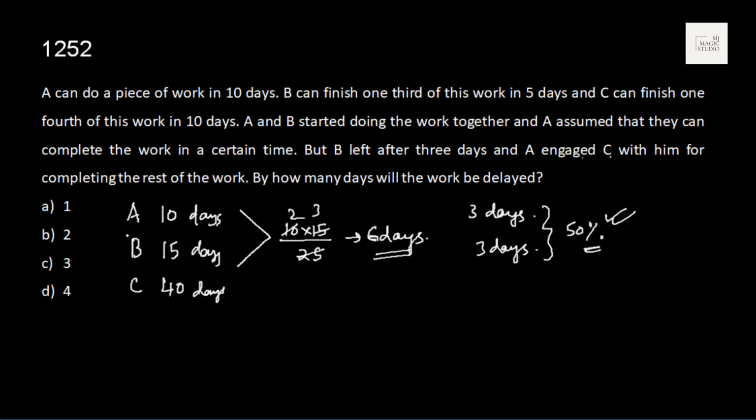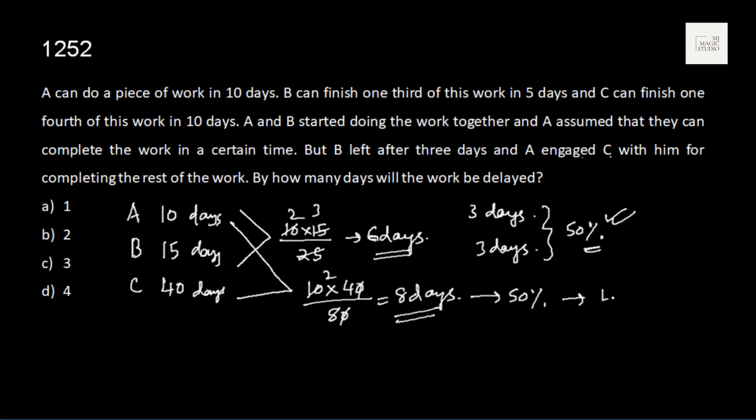Now A is working with C. So if A and C are working together, how much time will they take? 10 into 40 by 10 plus 40 is 50. That is 8 days. A and C will take 8 days to complete the work. To complete 50% of the work, they will take how many days? 4 days. So, by how many days will the work be delayed?